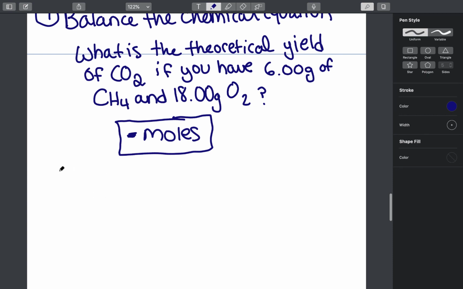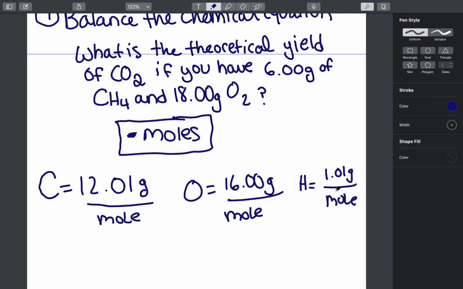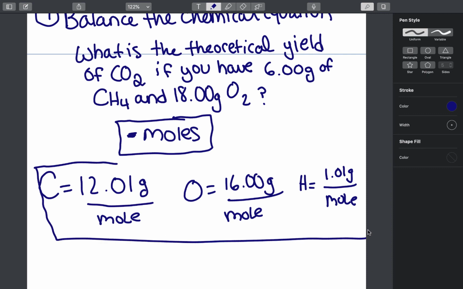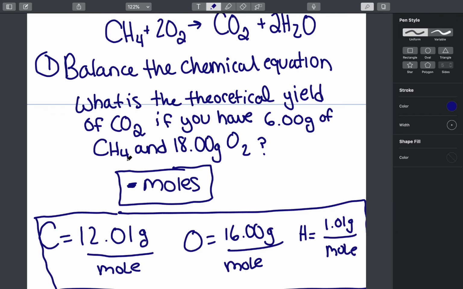These are the values I want you to use for the molar masses. Carbon, let's just say, is equal to 12.01 grams per mole. Oxygen is equal to 16.00 grams per mole. And hydrogen is equal to 1.01 grams per mole. So these are the values I want you to use. I encourage you, if you already have a good idea of how to do this, to pause the video and try it for yourself. However, if you don't, I am going to go over it right now.